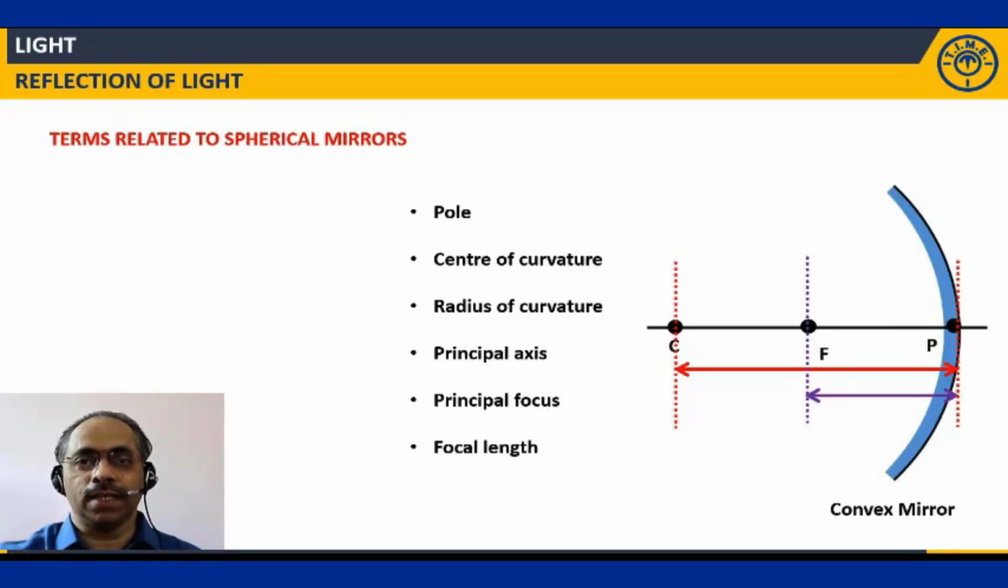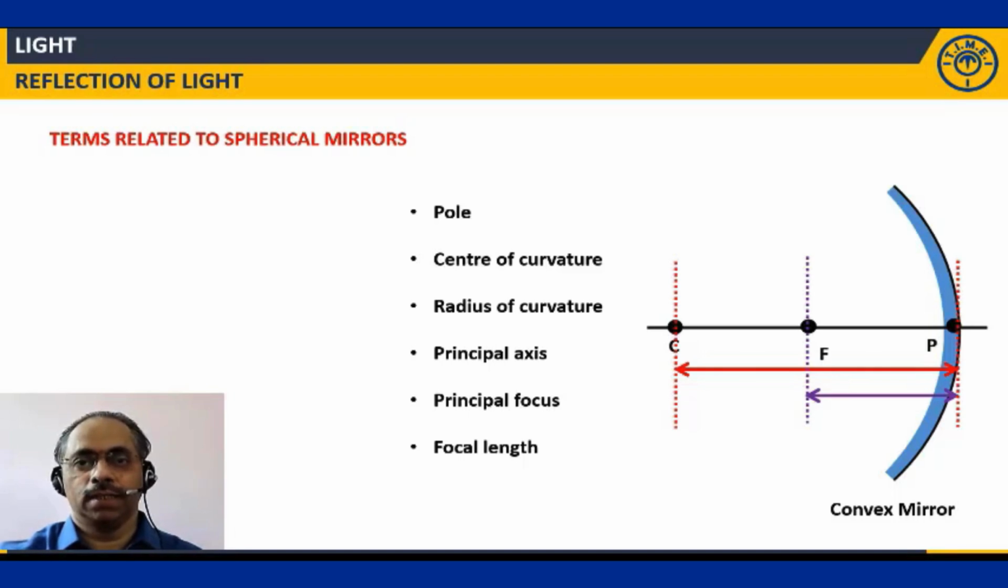So you can see very clearly, I have here two distances. One is the radius of curvature, another is the focal length. All the rest are positions. Pole, focus, center of curvature, all these are positions. Only the radius of curvature and the focal length are distances. Clear? Hope all the terms related to spherical mirrors are clear to you.